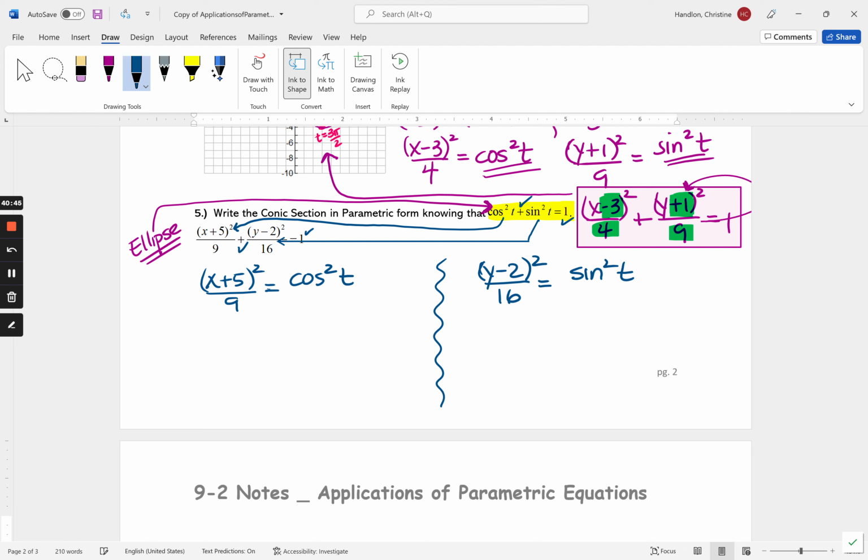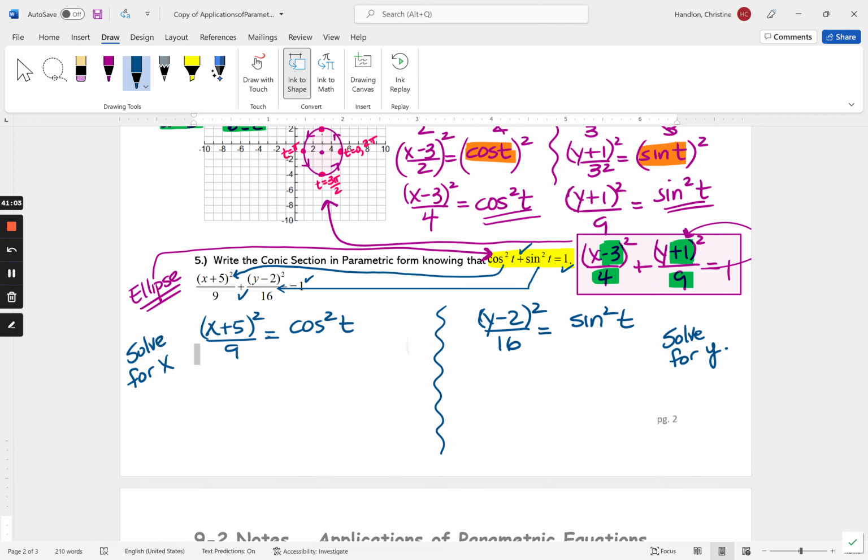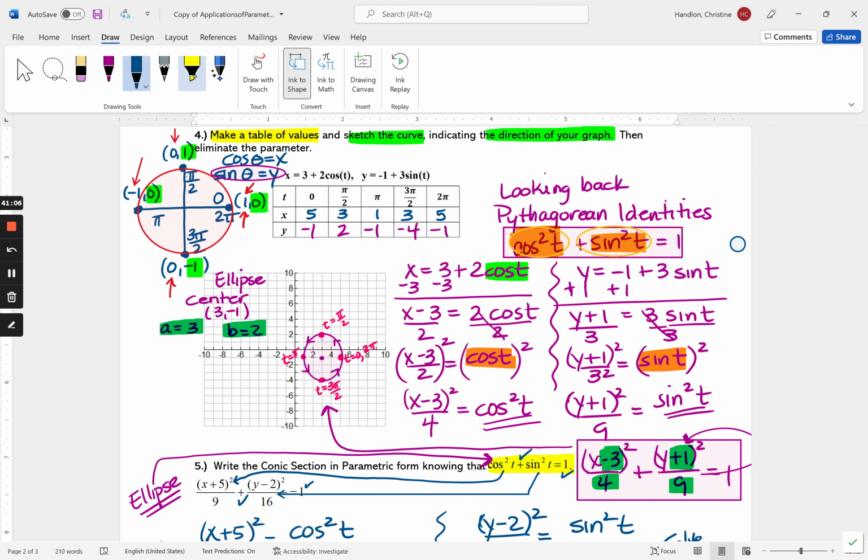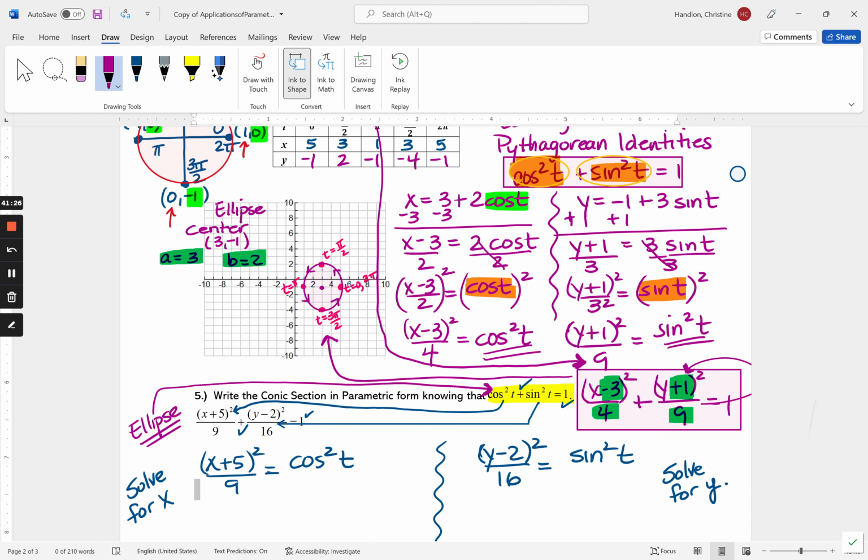And what I want you to do here is I need you guys to solve for x here, and I want you to solve for y. Now here's what I want you guys to realize. In previous problem number 4, we started off here at x equals 3 plus 2 cosine t and y equals negative 1 plus 3 sine t. And we went from this highlighted yellow to down here. I know that's a lot of arrows I'm drawing, right? Now I'm asking you to go backwards to what you did in number 4. We're going backwards.